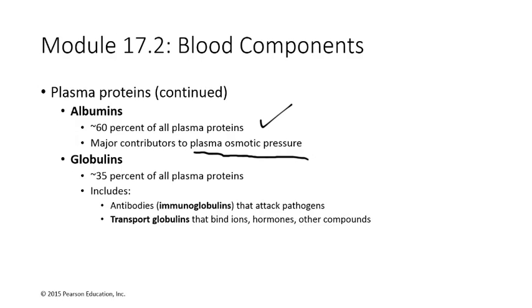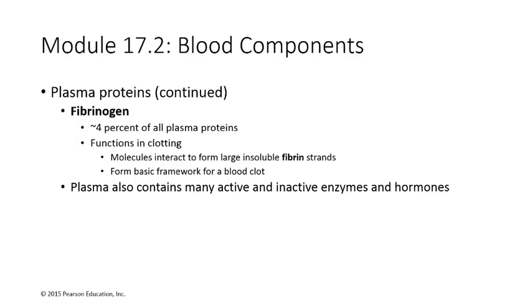The second most abundant group of proteins are the globulins or the immunoglobulins. These are the antibodies that are part of your immune system. Fibrinogen, about 4% of your plasma proteins. This is very much involved with blood clotting. And recall that when the vessels are damaged, the fibrinogen is cleaved to an insoluble form called fibrin, which is a major part of the blood clot.